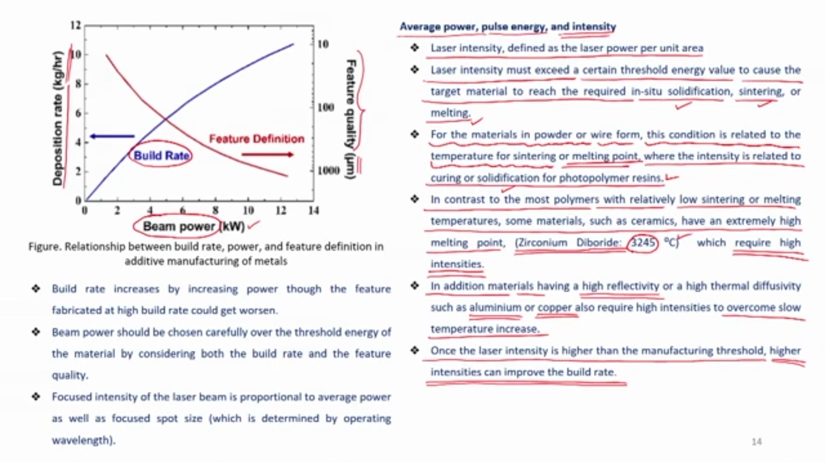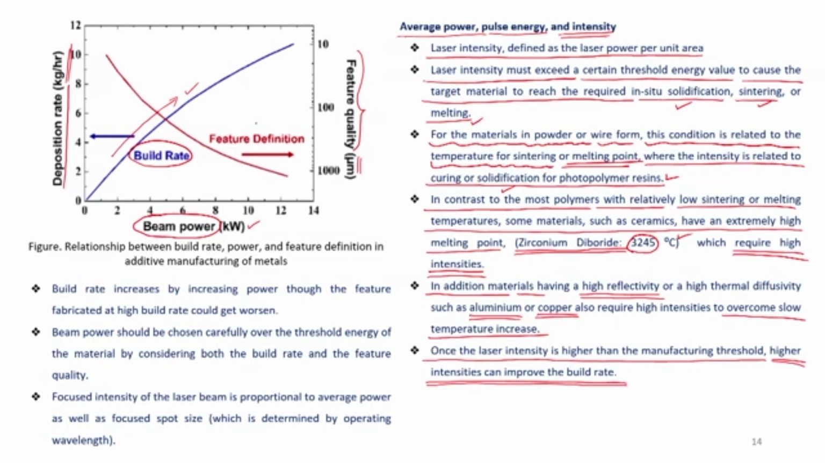Now, on your screen, just observe the curves. We have two curves. The blue curve designates the variation of deposition rate, or build rate, with respect to the beam power. You can clearly notice here that as we increase the beam power, there is an increase in the build rate.